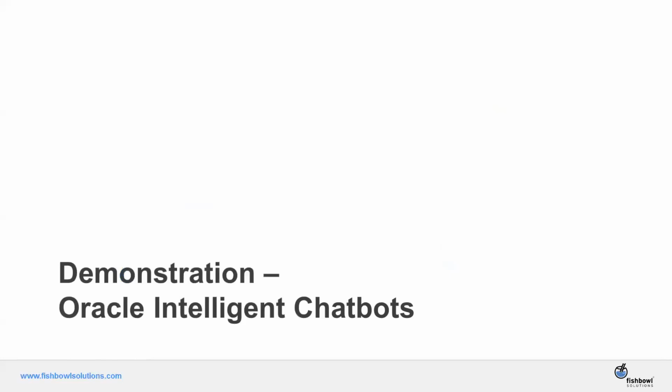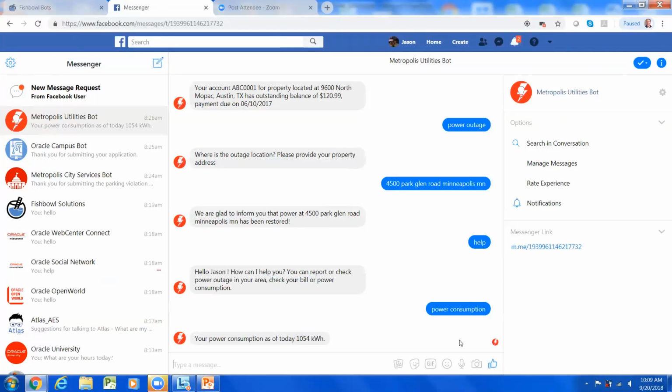So I'm going to switch over and do a quick demo of some of those bots. As you consider your use cases, just know, and we'll show this a little bit later on, your chatbot doesn't have to be deployed through Facebook. There are many channels that you can use, but I wanted to at least introduce some of the chatbot capabilities through Facebook and Facebook Messenger. So the first one is an Oracle bot called Metropolis Utilities Bot.